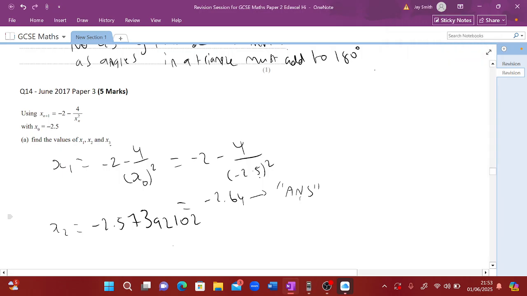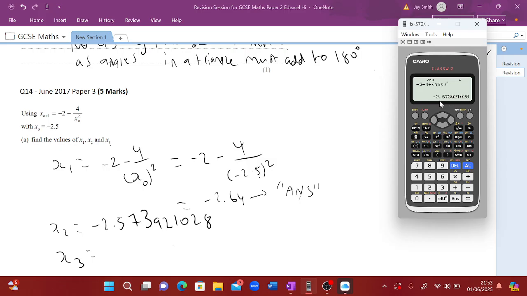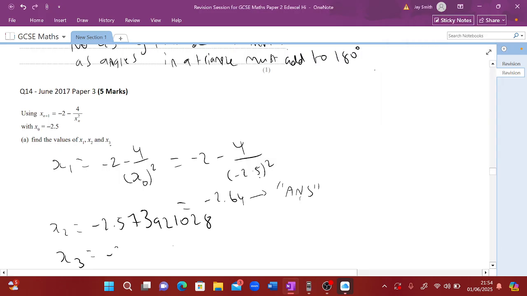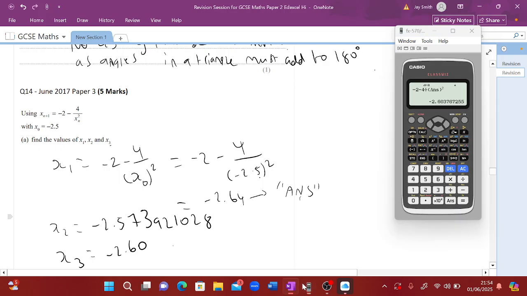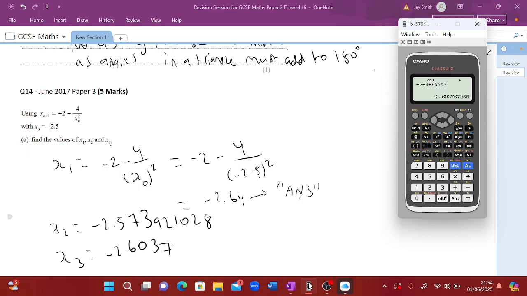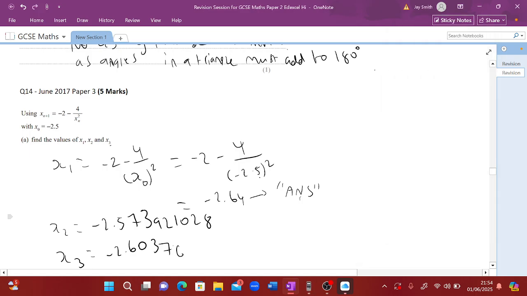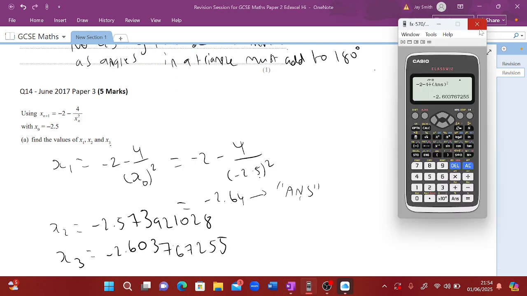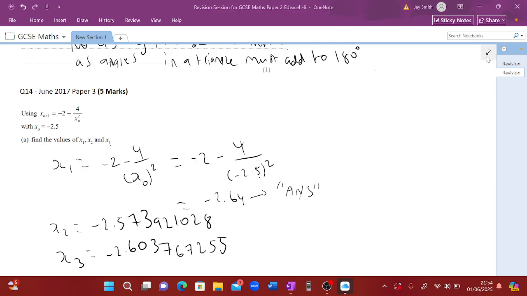1028. Okay, cool. And then x3, and this is why you should do this, to save time. Because ans is now this x2, you can just press equals again to resubstitute x2 back in to then get x3. So x3 is going to be now minus 2.66037255, right? Cool. And so that's all it asks us to do, x1 to x3.